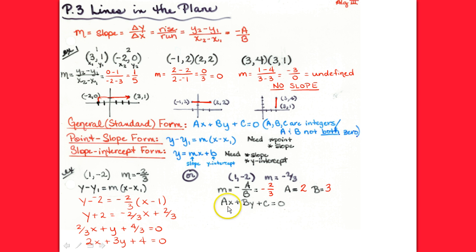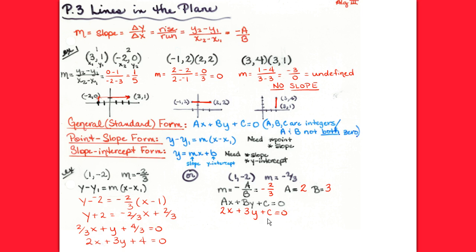Standard form is ax plus by plus c equals 0. If I put 2 in for A and 3 in for B, look how close I am to my final answer in my first step. I haven't had to do any work yet. So I've used my slope, I haven't used my point yet, so let's use that point. If I plug the 1 in for x and the -2 in for y, that would tell me what c was and I'd be finished.